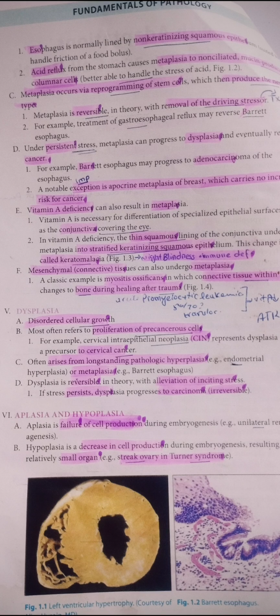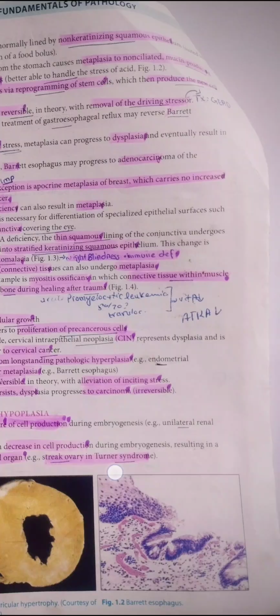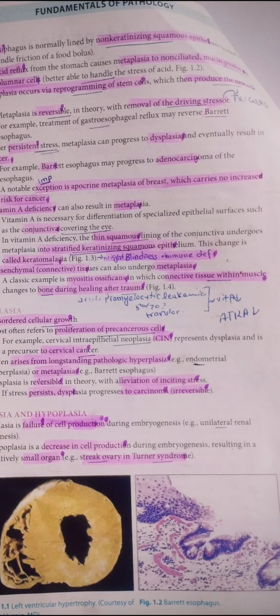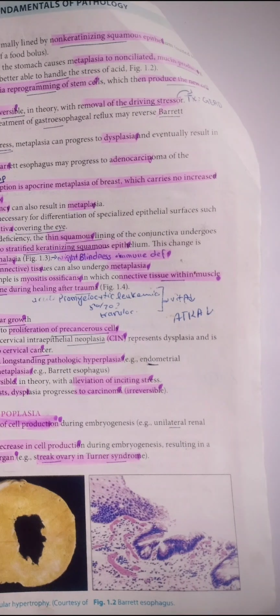Next are aplasia and hypoplasia. A means absence: failure to produce cells during embryogenesis, for example unilateral renal agenesis. Hypoplasia is decreased production of cells during embryogenesis, so a small organ can develop, for example streak ovary in Turner syndrome. So these are two pictures. This is showing left ventricular hypertrophy and this is showing Barrett esophagus.